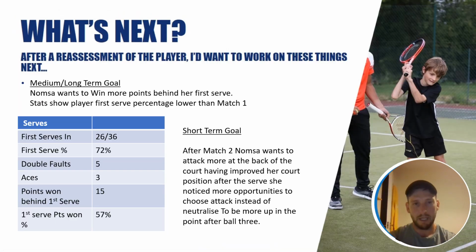Here are some stats that I gathered from the match from the momentum chart, which highlights improvement. Now Nomsa's first serve percentage is lower, but I think this is actually a good thing because she's taking more risk on her first serve, which then gets her a little bit more opportunities to be up in the point on her third ball. She made 3 aces in the match, but more importantly, the points that she won off her first serve had improved. Nomsa wants to win more points behind her first serve, and the stats do show this.